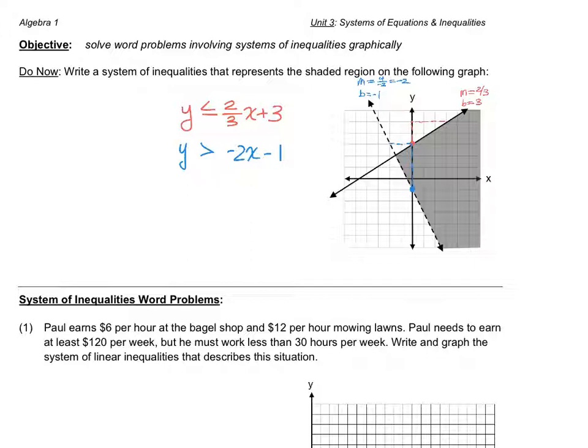So Paul earned $6 per hour at the bagel shop and $12 per hour mowing lawns. All right, so we're talking about hours being the variable. So let x equal the number of hours at the bagel shop.